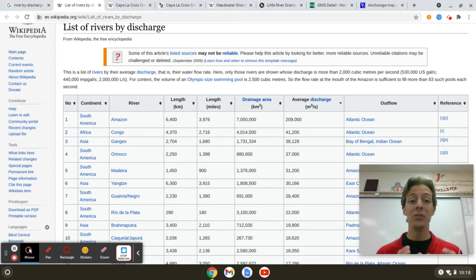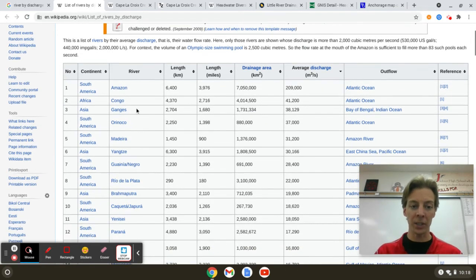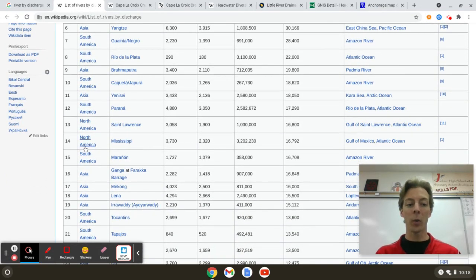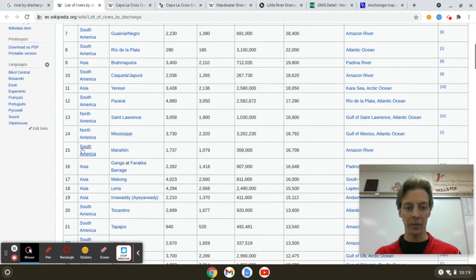The Amazon is crazy important. It drains into the Atlantic. It's just huge. The Congo River drains into the Atlantic. The Ganges, the Yangtze, and wait, where are we at? The Mississippi River, 14th, 16,700, so just barely less than the St. Lawrence. The St. Lawrence River, the Great Lakes, is just about as much as the Mississippi. And then the Marañón goes into the Amazon.